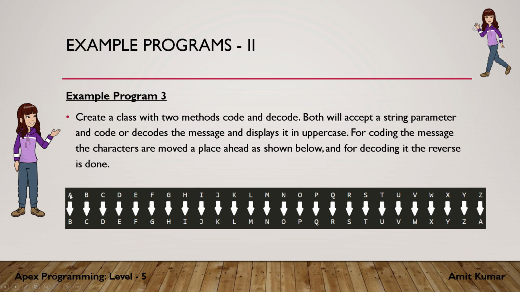So you can see we will just change the character. If it is A in the message, we will replace it with B. If it is B, we will replace it with C, and so on. And hence, if it is Z, we will replace it with A. And that's how we code a message.